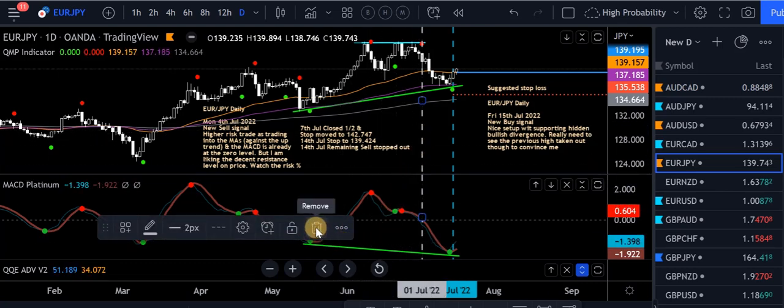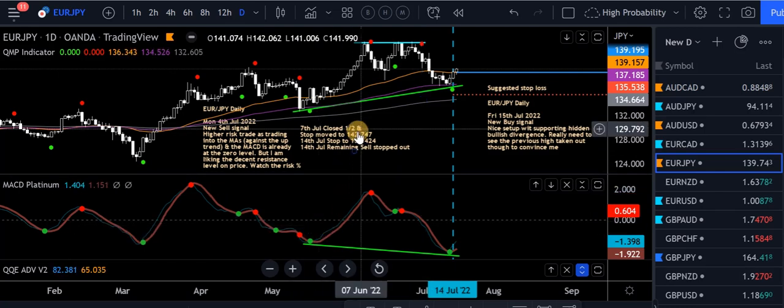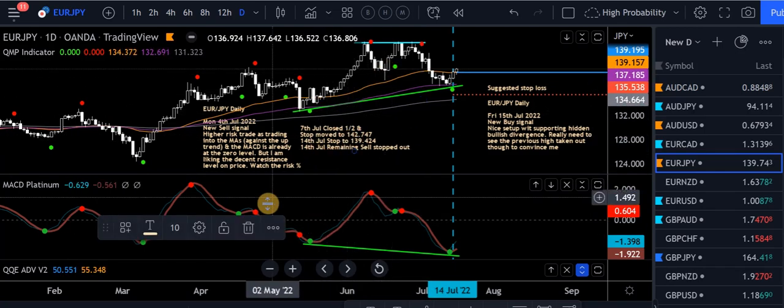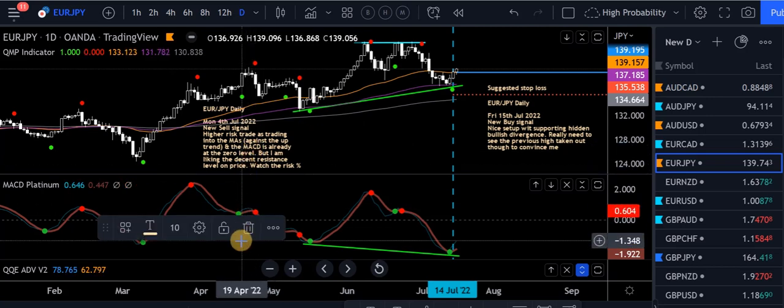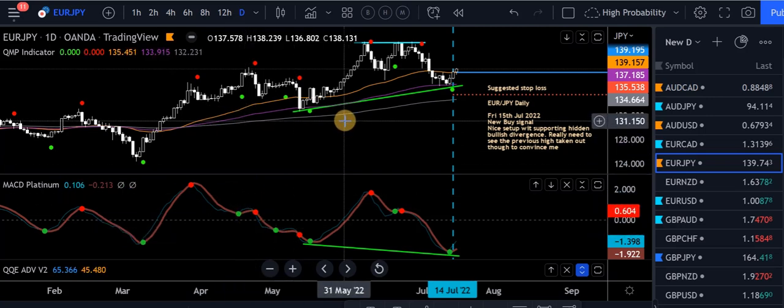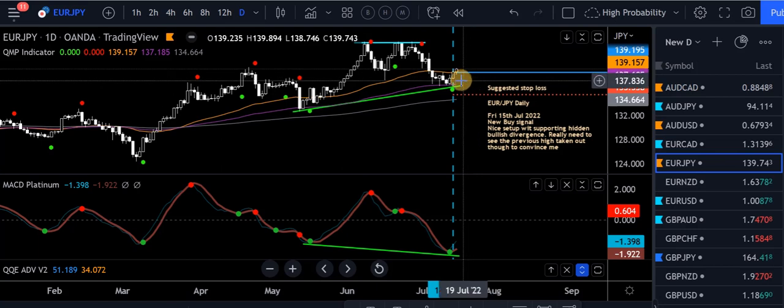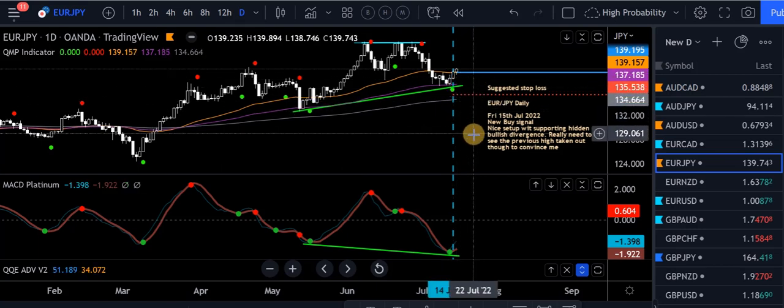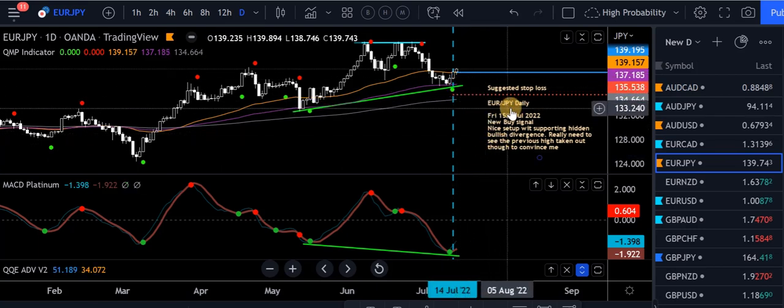I always leave this stuff on the charts just to show you guys what happened at the end of the week. So we can get rid of that. We'll get rid of that. It's all gone. So now the only trade we've got on is this buy from Friday. Again, it's another yen pair.